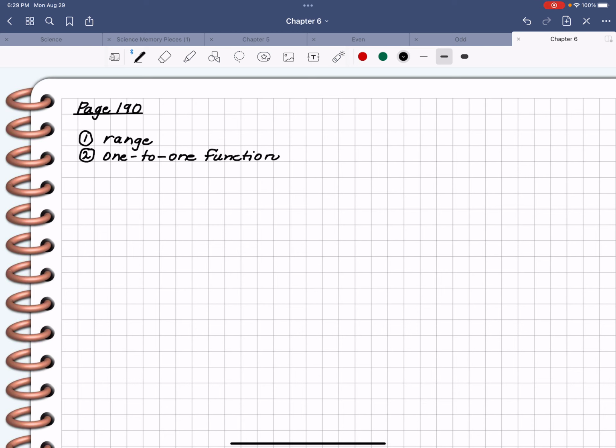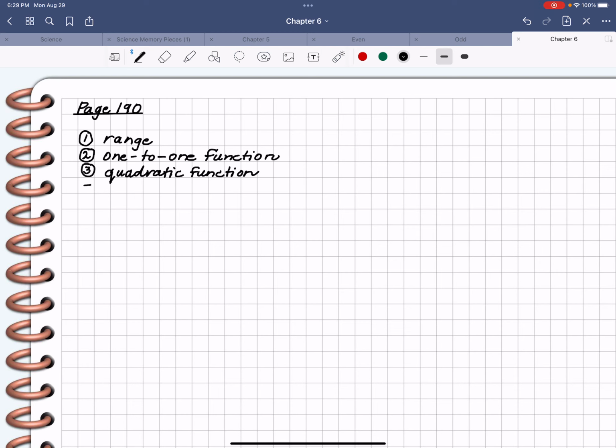Number 3, a blank can be written in the form f of x equals ax squared plus bx plus c, where a cannot be 0. We did not talk about this one, but we're going to soon, so let's go ahead and just put it down. It is a quadratic function. Sometimes these are called second degree functions.